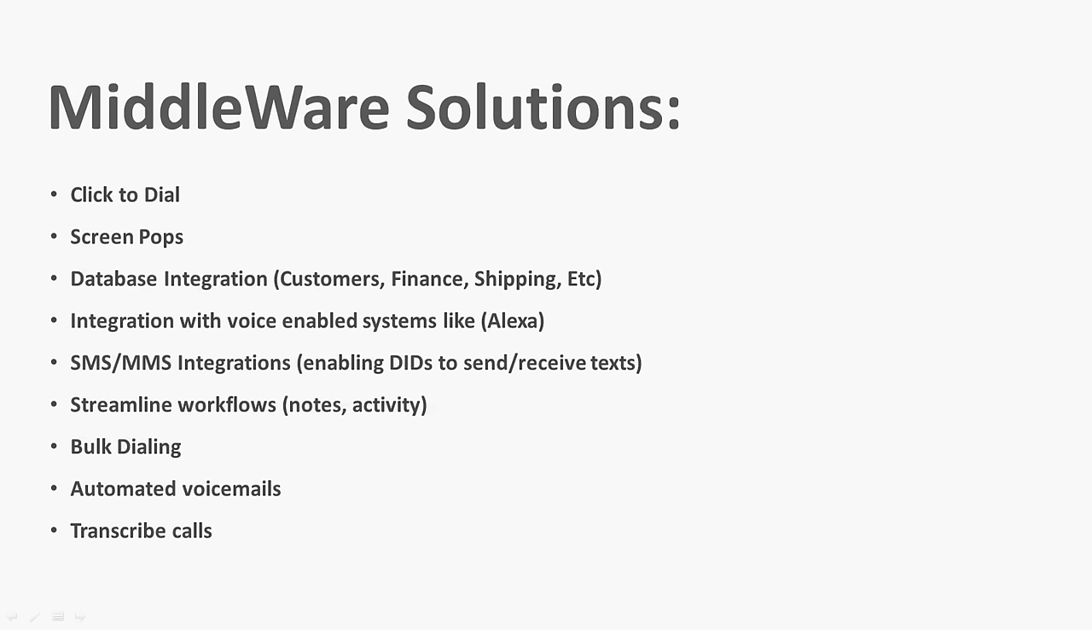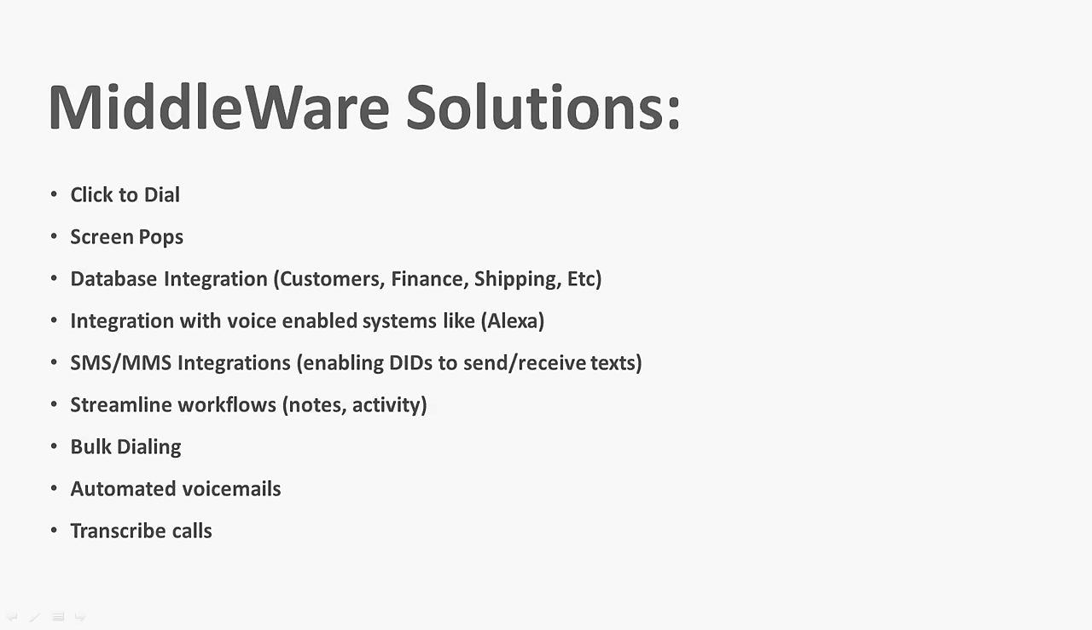It also has the capabilities to integrate with voice-enabled systems like Alexa. So you can basically ask Alexa to make a phone call or set up a conference call and take a hands-off approach when dealing with your phone systems. A lot of middleware softwares also provide SMS and MMS type integrations, which basically enables your DID to become a texting service. So you can both receive and send text, whether it's from your email or from a chat function. You can send it in bulk, but it's a nice feature for the way people communicate nowadays.